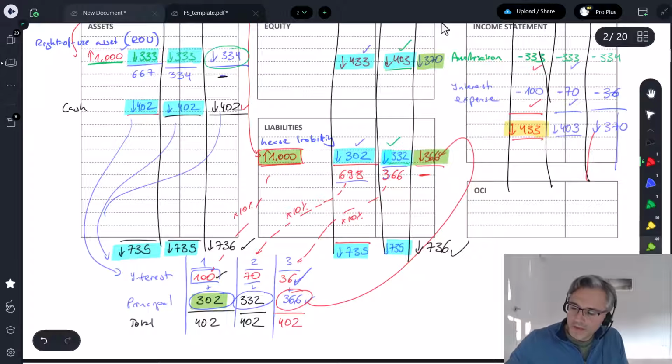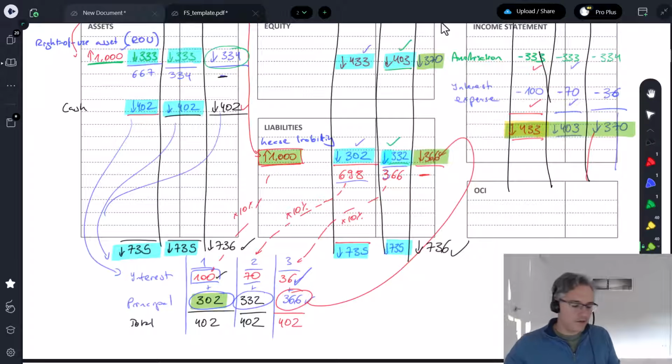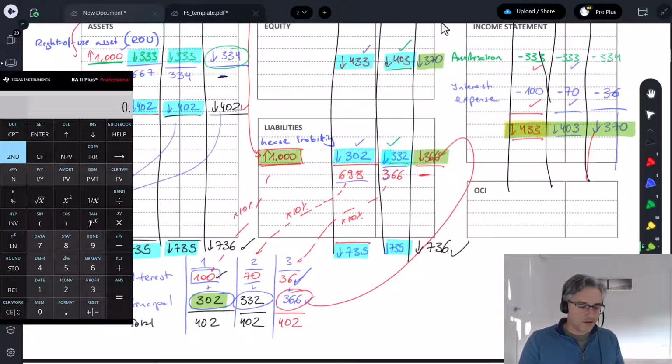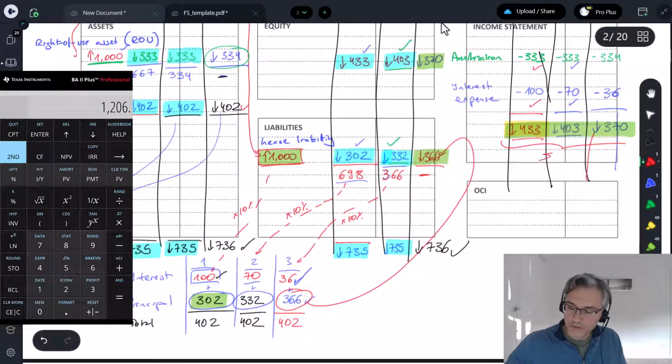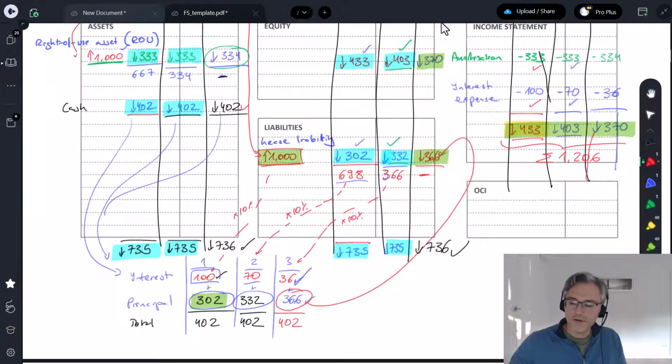Please also note that when you sum, I'm going to take my calculator for this, when you sum all the charges that went to P&L, which were distributed among amortization and interest expense, 433 plus 403 plus 370, you arrive at a grand total for the 3 years of 1,206, which is absolutely equal to the sum of the cash outflows, the lease payments.